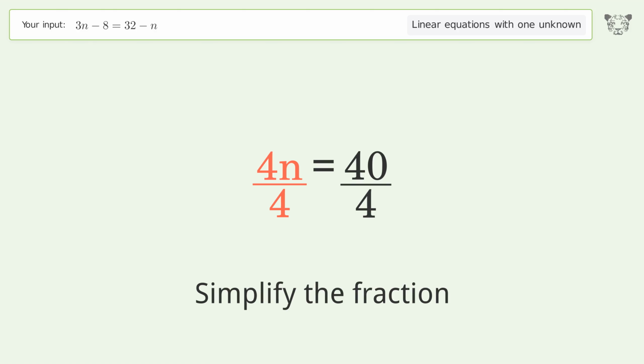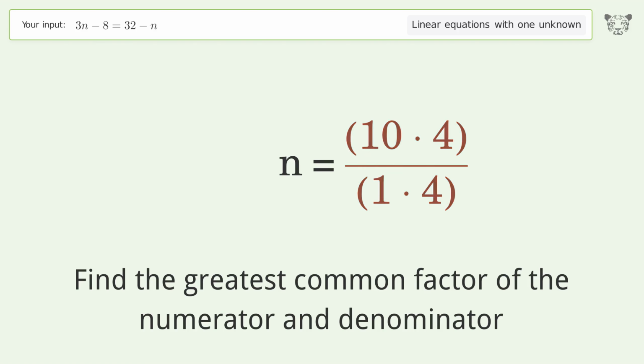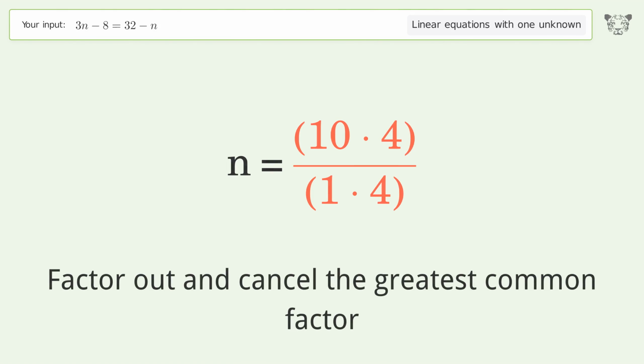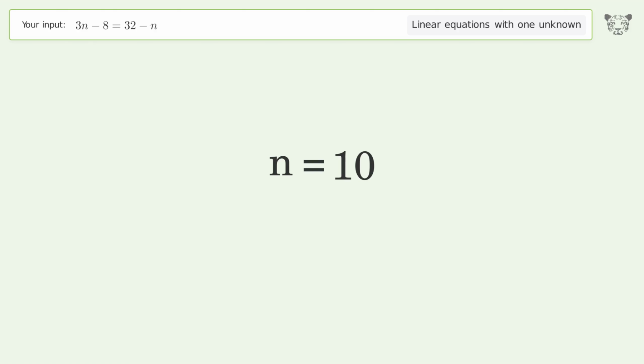Simplify the fraction. Find the greatest common factor of the numerator and denominator. Factor out and cancel the greatest common factor. And so the final result is n equals 10.